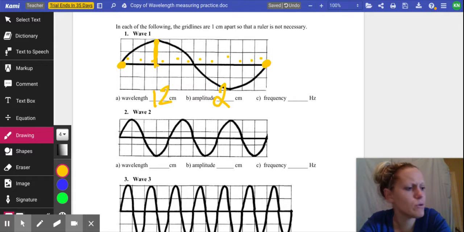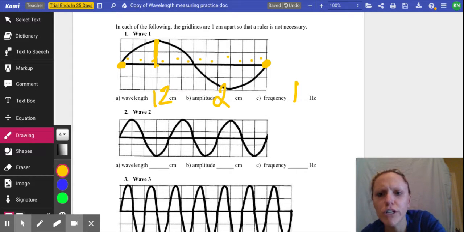Okay, and then the frequency is going to be the number of waves that occur in 1 second. What we're seeing here is just one wave occurring, and so it's going to be a frequency of 1 hertz. Okay, that's number one. Number two, we're going to do the same thing.